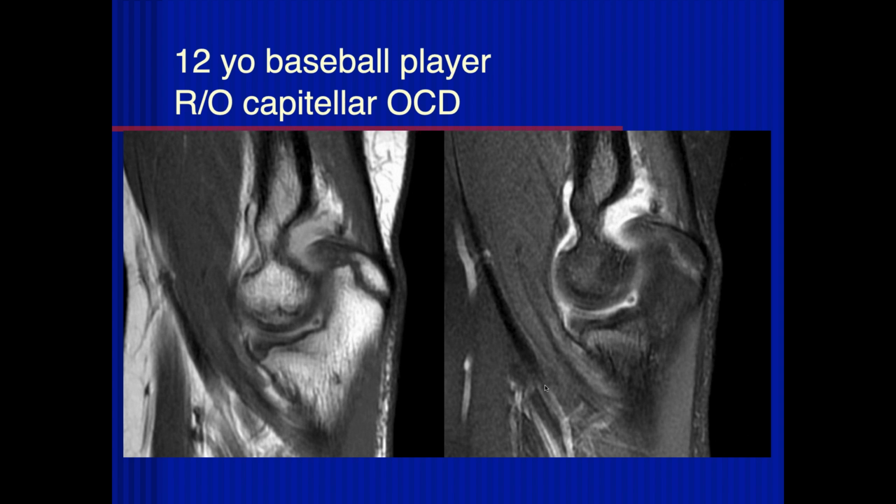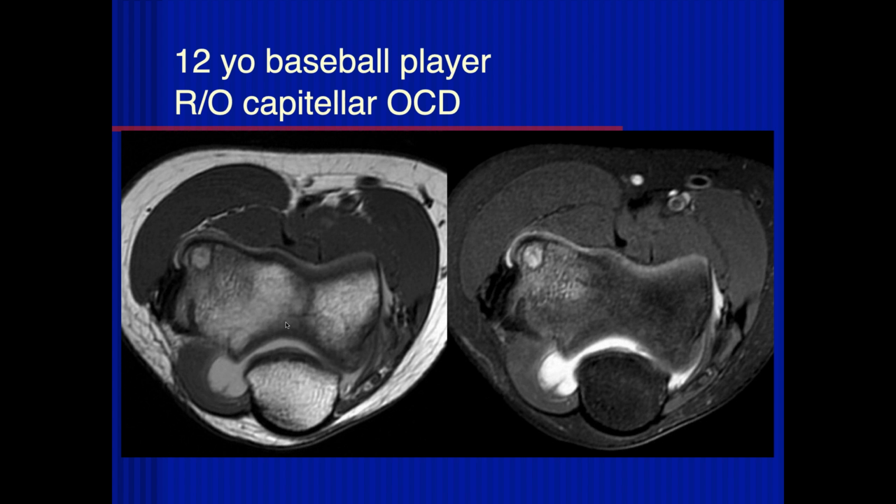Right. Okay, Michael, another 12-year-old. Another 12-year-old, rule out capitellar OCD. So on the first image, I do see that subchondral hypointense signal right there. I'm not sure if that's just motion versus seeing it on the other image. And now we can see there's this subchondral cystic appearance in the capitellum anteriorly with some surrounding edema.